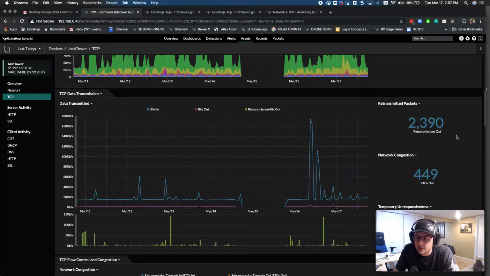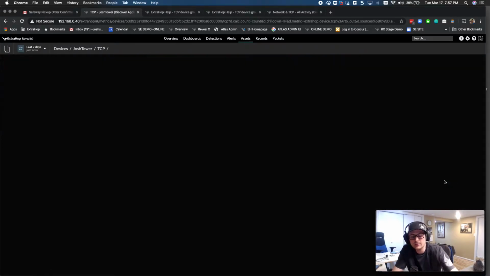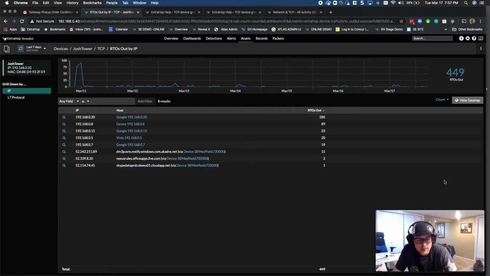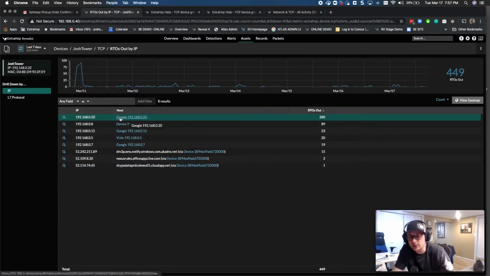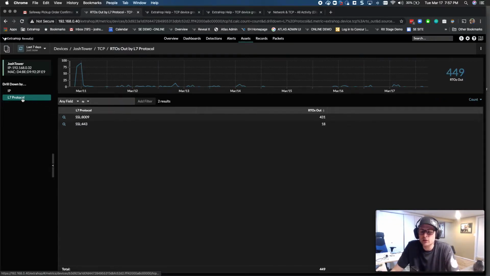So I can actually see the retransmission timeouts right here. I can click on those by IP and understand, hey, Josh's tower, who's he out talking to? It looks like Josh's tower is talking to Google. Between those two, they're having retransmission timeouts. So between your VPN concentrator and Josh's laptop out in the field, we're seeing retransmission timeouts. And then you can start to isolate what protocol those two are talking on. So you can dig into it and understand that these two, when they're communicating, are having retransmission timeouts.